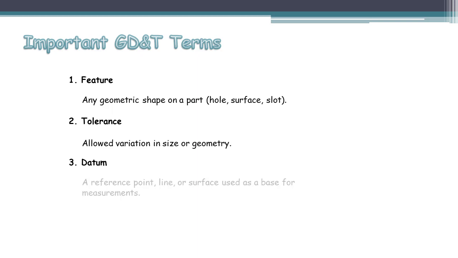Next, what is a datum? It is a reference point, line or surface used as a base for measurement. Meaning, everything is measured from the datum. In simple words, it is your measurement reference. Feature control frame. What is a feature control frame? A box on a drawing that specifies exactly what geometric requirement is needed. This is what a feature control frame looks like.